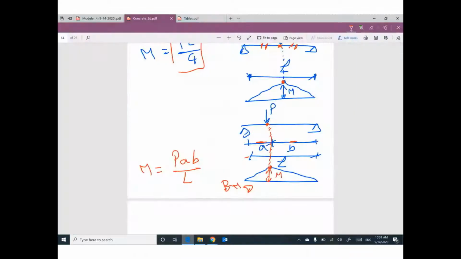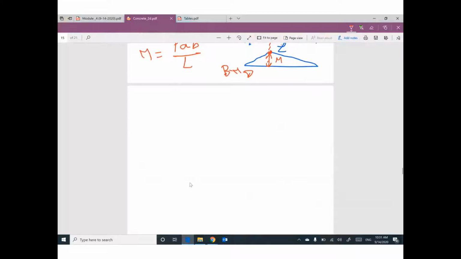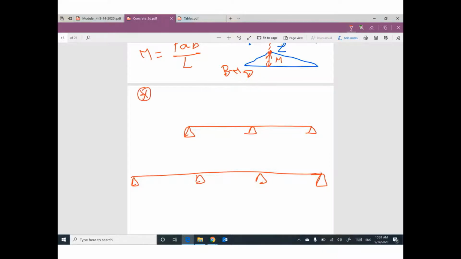Okay. But if you have a beam like this one, or like this one, do you remember something from last semester about structure analysis? These beams, if you have more than 2 supports, you are talking about something called an indeterminate structure. We have many reactions, so we cannot solve these structures in a simple way.